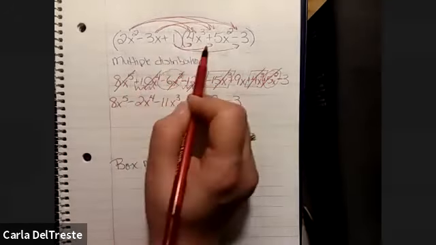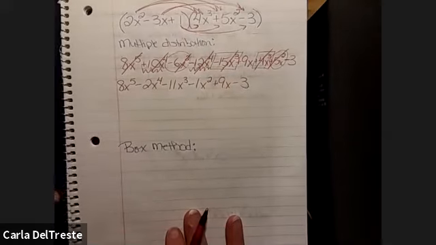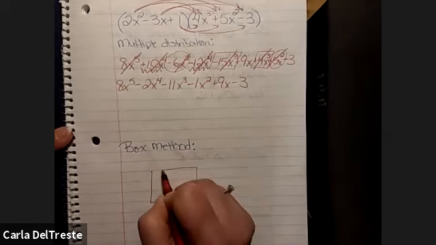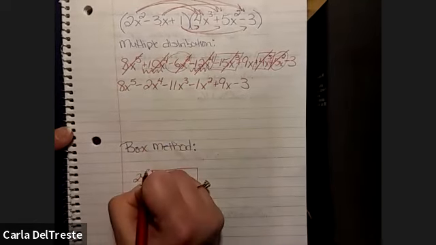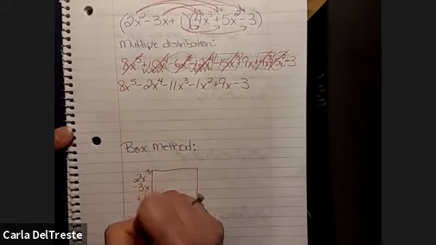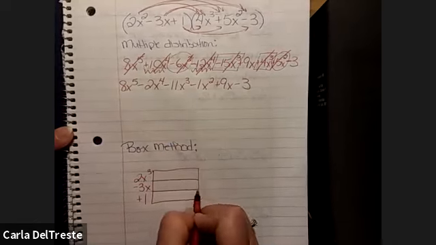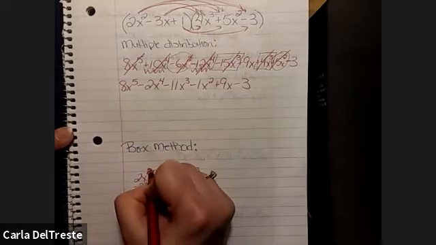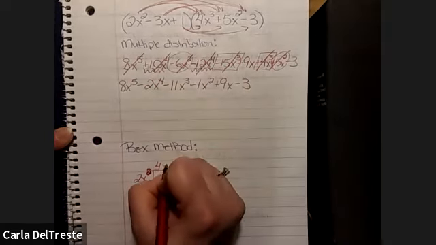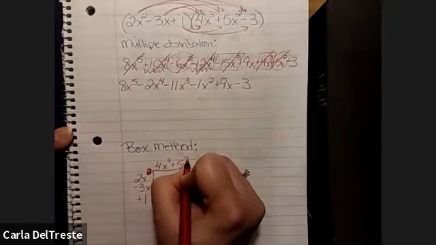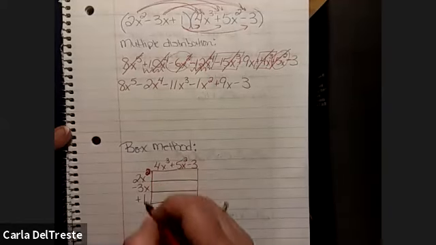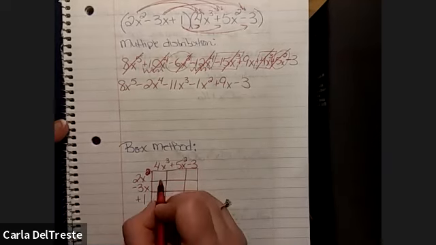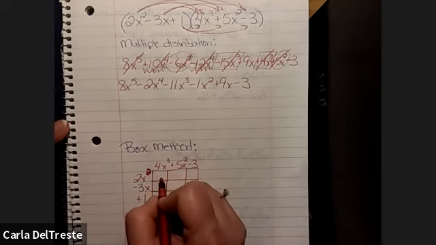Let's do the same problem using the box method for those of you that might like the box technique. I'm going to draw a box, put the terms of the first polynomial along the side, split the box up into those 3 pieces, put the terms of the second polynomial along the other side, and then split the box among those terms. And now remember, the product of what is outside each box goes within.